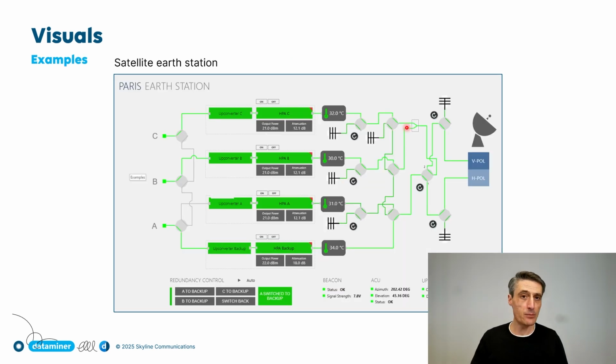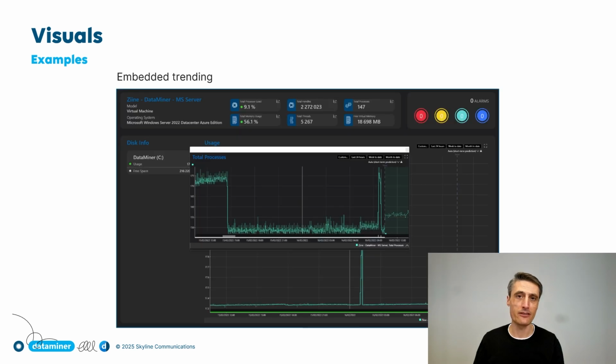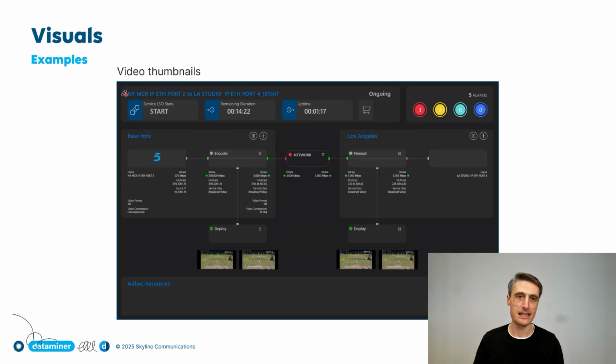All right, some examples. I've already taken a look at that satellite Paris Earth Station view here. So that's in here as well. Rack overviews can be shown with some switches in there, etc. with front view, back view. The trend graphs that I've shown already on the Microsoft platform as an example.